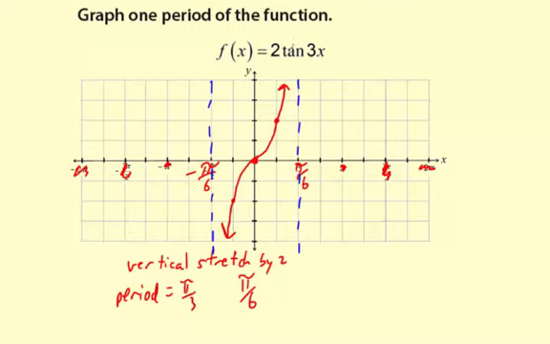Okay, so let me review the process. First, we identified that there was a vertical stretch by 2. Next, we found the period of the function, used that to determine where the asymptotes would be. In this case, it was pi over 6 each side of the 0. Then we drew the asymptotes, found our halfway points, halfway between 0 and the asymptote, by using the vertical stretch of 2, so the outputs were 2 and negative 2, and then we simply drew the curve through those points. So that's how you graph one period of this tangent function, f of x equals 2 tangent 3x.